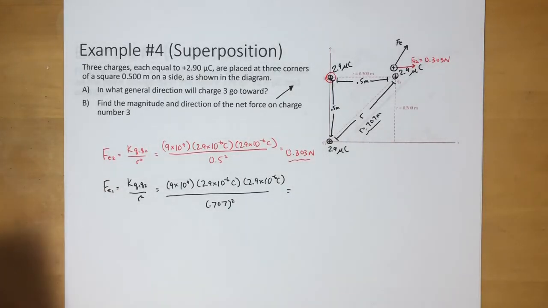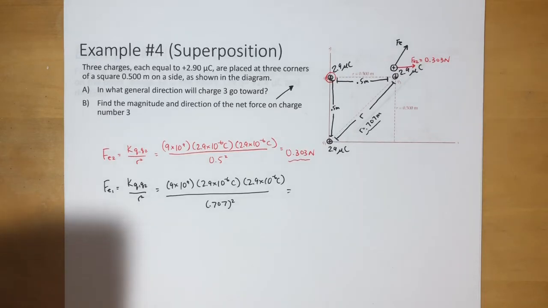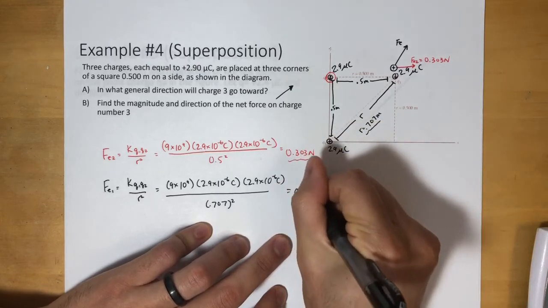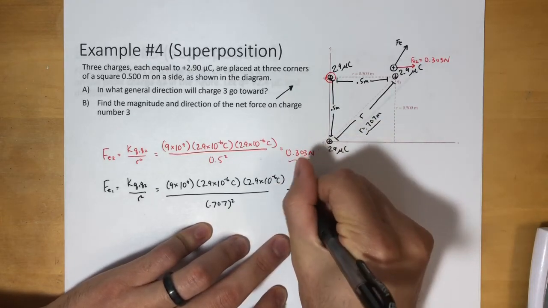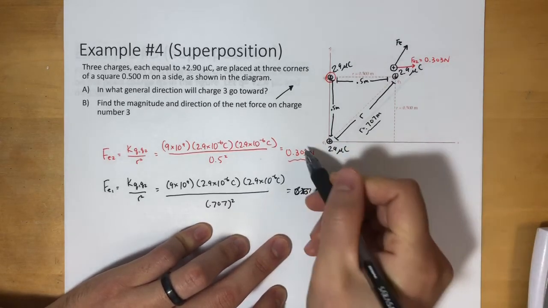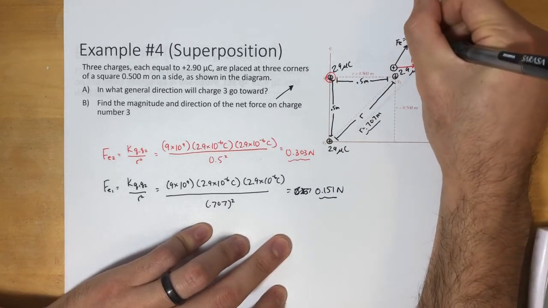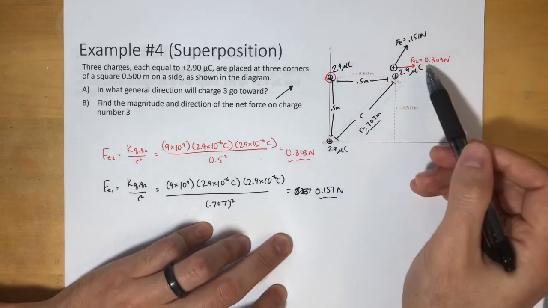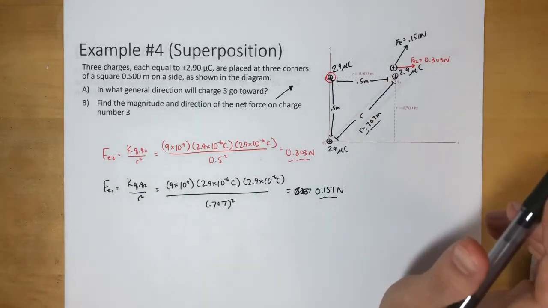So 9 times 10 to the power of 9 times 2.9 times 10 to the power of negative 6 times 2.9 times 10 to the power of negative 6, divided by 0.707 squared, and we should get 0.151 newtons. We can see that it is less than this one, and the reason it's less is because it's further away. Okay, so now we found out how much force is coming from this one and how much force is coming from this one, but now we have to combine both of them together.